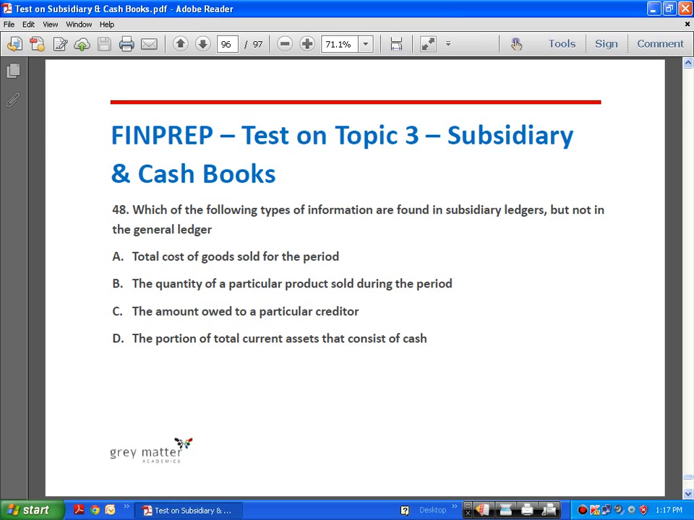Then the quantity of a particular product sold during the period. Yes, the quantitative information can be got only from the subsidiary books, because when we record a purchase or a sale, a credit purchase or a credit sale, or purchase returns or sales returns, the quantity is also simultaneously recorded, and the quantitative information can be got only from the subsidiary books, and we can eliminate the other two options. And so the answer to this question is B. The quantity of a particular product sold during the period can be found from the subsidiary ledgers and not from the general ledger.